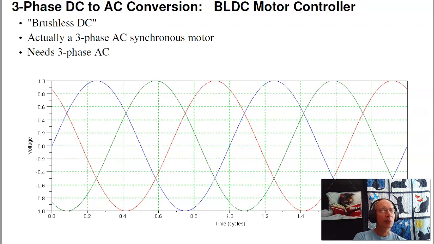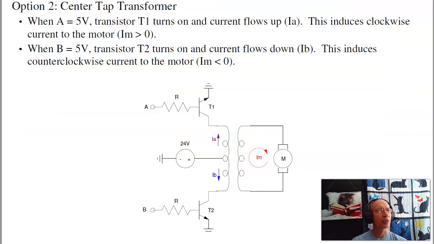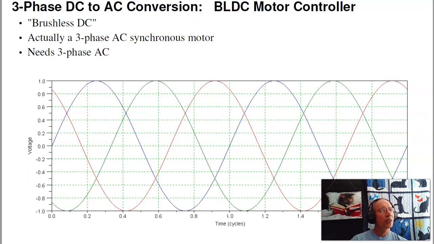Given a DC motor or DC battery, I can drive an AC motor. What we've been looking at is just a single phase. The quadcopter motors are actually a little bit more complicated. If you look at a quadcopter motor, it's got 3 leads. That's a 3-phase AC synchronous motor. What that means is to drive the motor, I need to generate 3-phase AC.